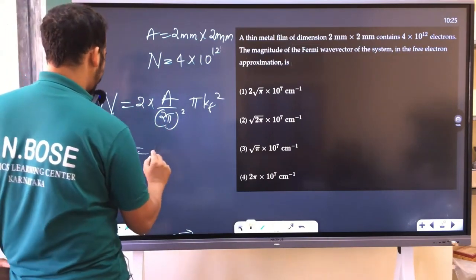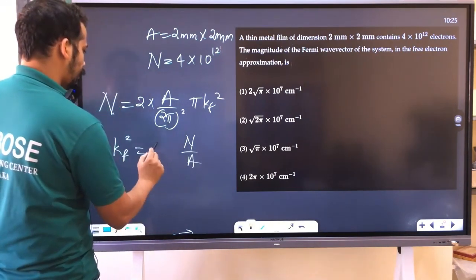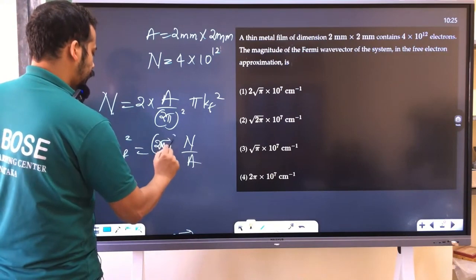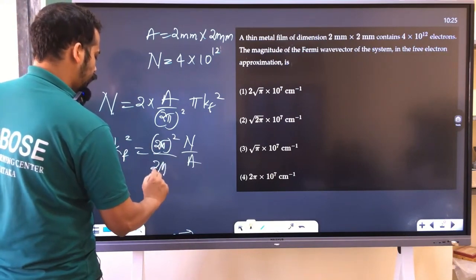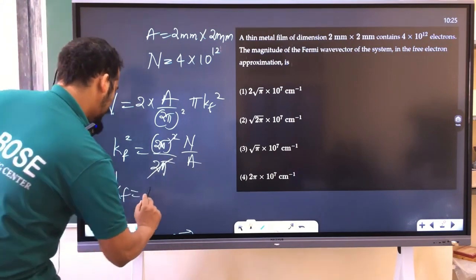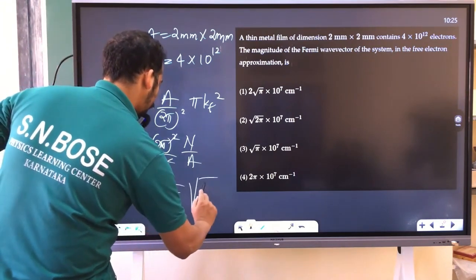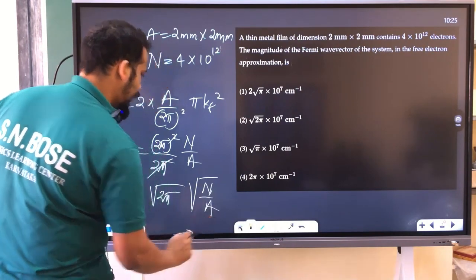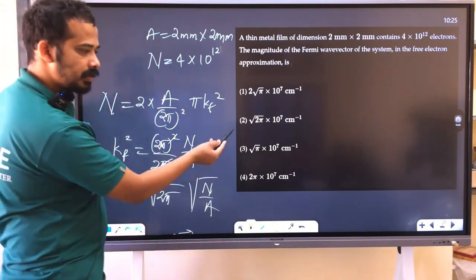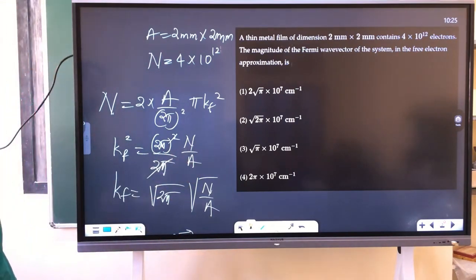Kf square is equal to n by a, 2 pi the whole square divided by 2 pi, okay? What is this? Kf is equal to root 2 pi into root n by a, okay? I hope this is the answer. Check this out, isn't it? Okay, how simple it is.